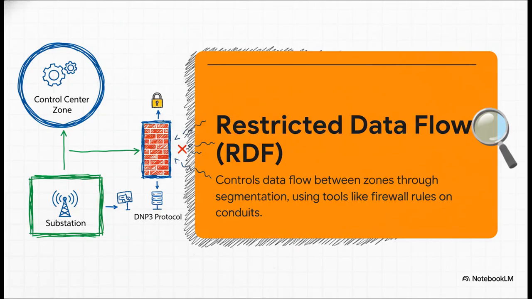And what about restricted data flow? Well, remember our conduits, the guarded hallways? This is the guard. This is how we enforce the rules. We can place a firewall on that conduit and give it a very strict list of instructions. It might say, only let this specific type of traffic from this one server talk to this one device and block absolutely everything else. This is how we bring our architectural drawing to life.